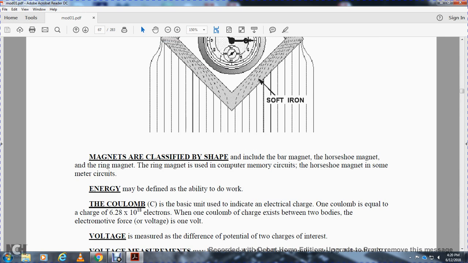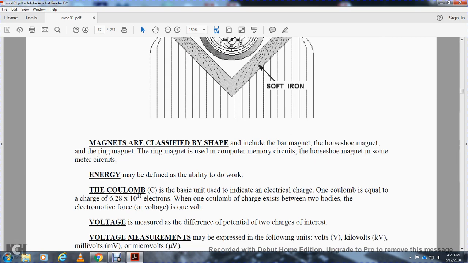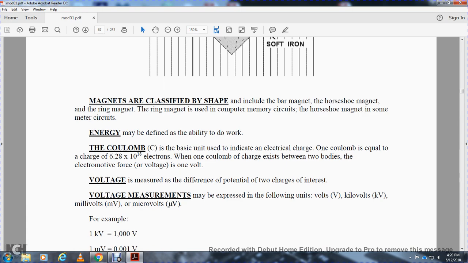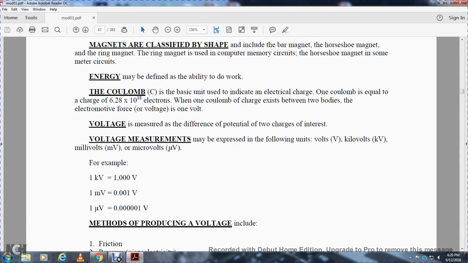The coulomb, C, is the basic unit that indicates electrical charge. One coulomb is equal to 6.28 times 10 to the 18th electrons. When one coulomb of charge exists between two bodies, the electromotive force is one volt. Voltage measures the potential difference between two charges. Voltage may be expressed in volts, kilovolts, millivolts, or microvolts. For example, one kilovolt is 1,000 volts, one millivolt is one thousandth of a volt, and one microvolt is one millionth of a volt.